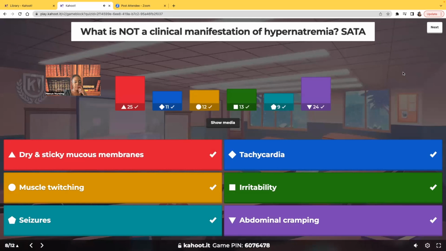Oh, I made a mistake. I'm so sorry, guys. I should have taken out the not. It should have been which are clinical manifestations of hypernatremia. Let me take a look. Dry and sticky mucous membranes, that absolutely is a manifestation of hypernatremia. So sorry, guys. Tachycardia, yep, that's a manifestation.